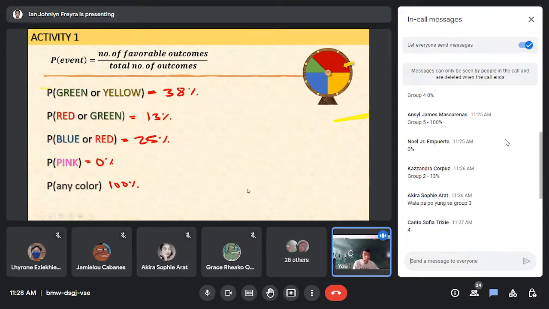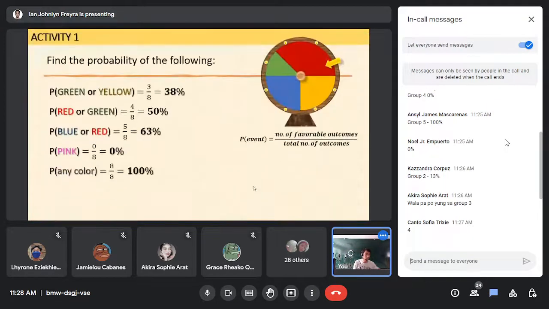So the answers are 38. Group 2, 50%, not 13. Group 3, 63. 0, tama yung 1, 4, and 5. Very good. Group 4, 5, and group 1. Okay? So, in red or green, we have 3 outcomes. Kasi yung green natin and yellow are 3. So 3 out of 8, that's 38%.